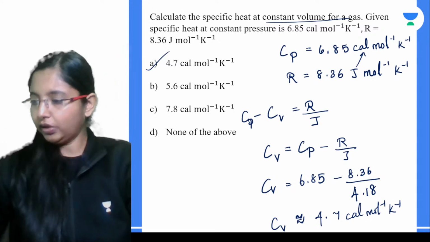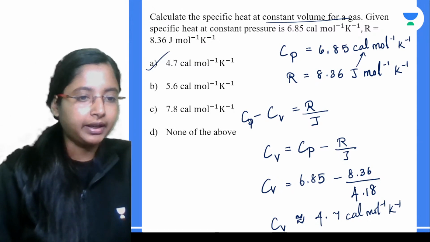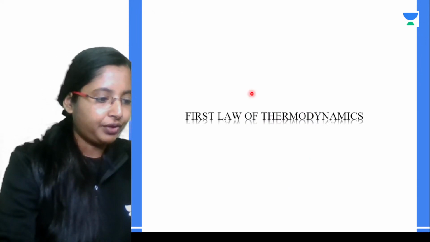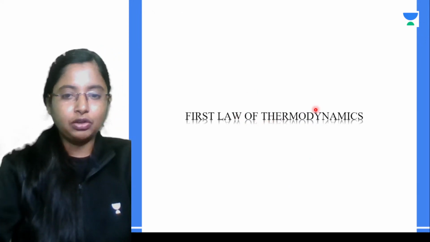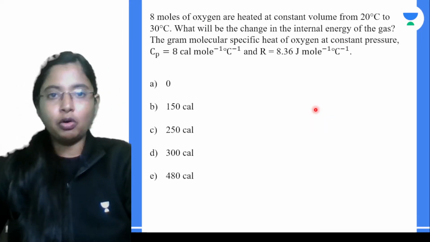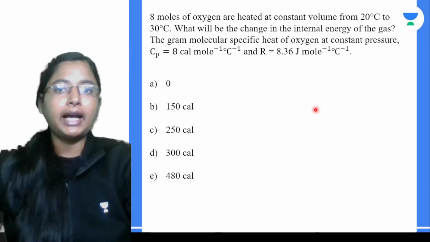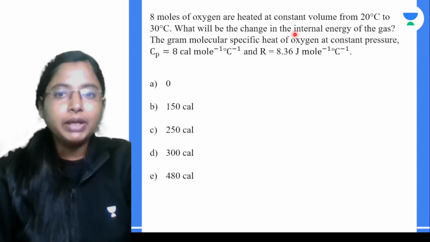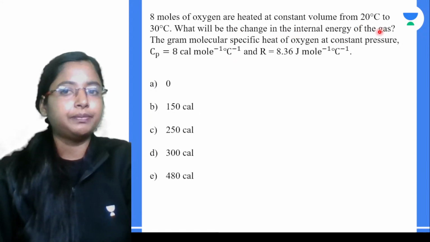Alright, and with this, that was the second question. Now let's try some more numericals, now from the first law of thermodynamics. Now, 8 moles of oxygen are heated at constant volume from 20 degrees Celsius to 30 degrees Celsius. What will be the change in internal energy of the gas?